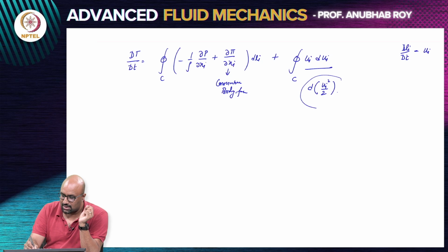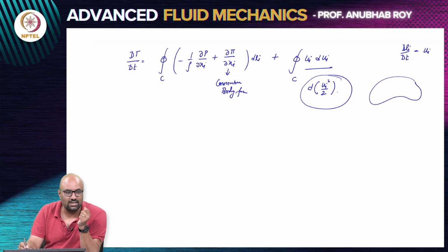So, this is a total differential. I am basically computing d of ui squared over 2 over a closed contour. Whatever may be the shape of the contour, I come back to my starting point. So when I evaluate ui squared by 2 when I return to the same point that I started out from, which means if the function is obviously continuous, the answer that I am going to get is the same. So, it will be 0. So, this will go to 0.